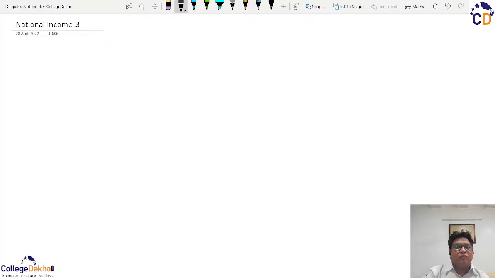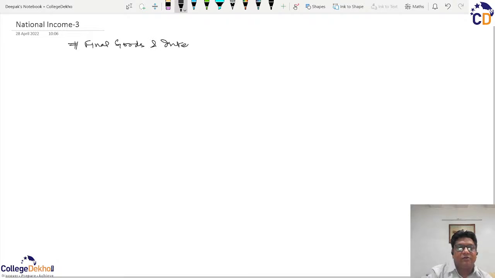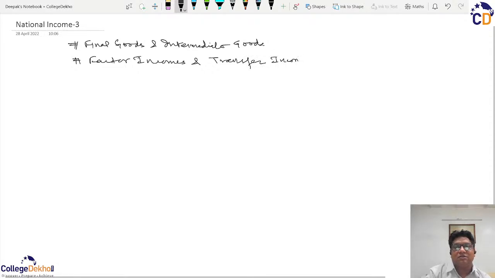And in continuation of our earlier two sessions, in this session, part 3 of national income, today we will stress on the difference between final goods and intermediate goods. In a nutshell, we have discussed it in the earlier session, but we will again stress on the point today. We will differentiate the difference between factor incomes and transfer incomes. Again, the similar point that we have discussed in a nutshell in the last sessions, but we will discuss in detail in today's session.